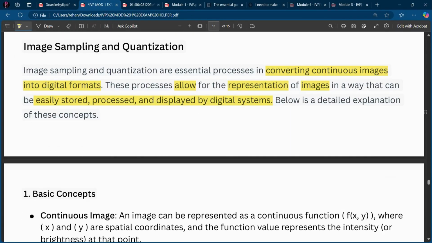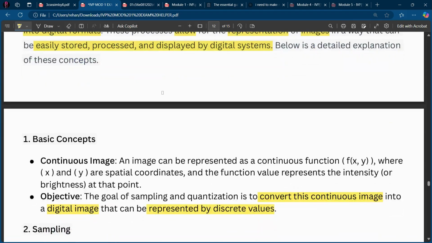Image sampling and quantization. Sampling and quantization are two different processes. Together they combine into a process known as converting a continuous image into digital format. It allows for representing images in a way that can be easily stored, processed, and displayed by digital systems.